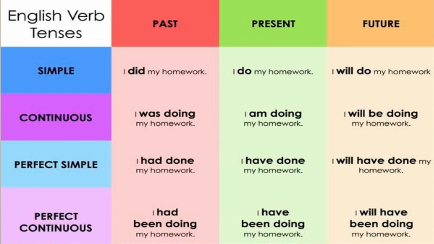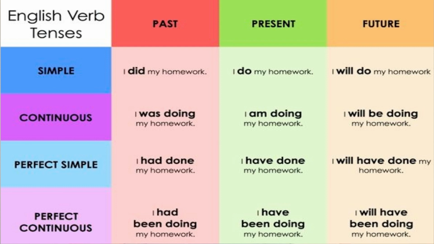As we said, the past simple, something that happened at a certain point in the past. The present simple, something that happens regularly, or a habit or a general truth. And the future simple, something we think will happen, or an immediate decision, or a promise, or an offer.